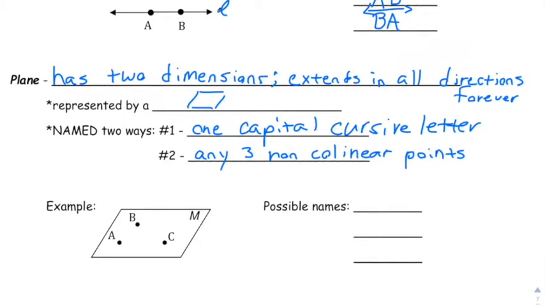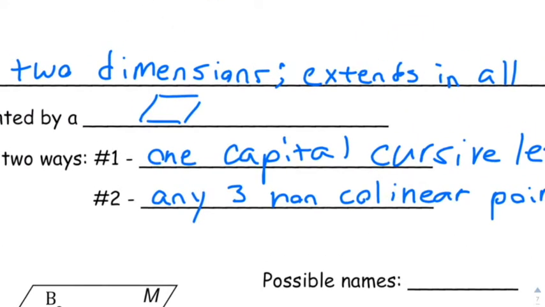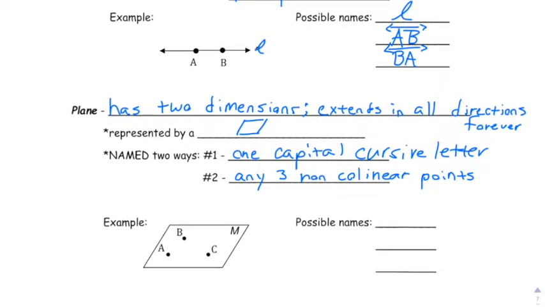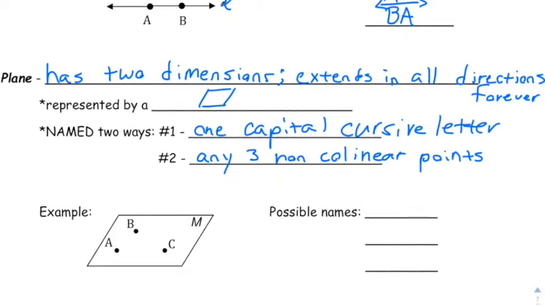Last one here, you have a plane. A plane has two dimensions and it extends in all directions forever. An example of a plane, tying back to math, like in algebra, you use the Cartesian plane quite a bit. Your x and y axis there, so that's why we say it has two dimensions, and we assume it keeps going in all directions forever. The symbol for it, you can do a parallelogram looking thing as best you can. Okay, one capital cursive letter, and then any three non-collinear points.